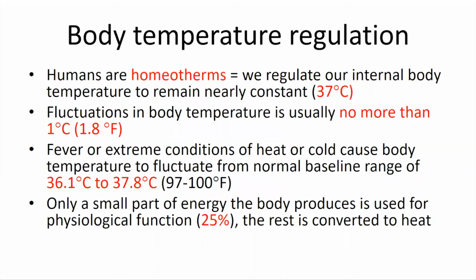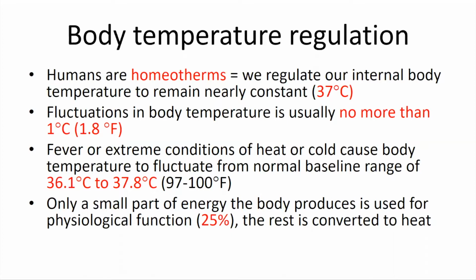So fluctuations in our body temperature should not be greater than 1 degree Celsius or 1.8 degrees Fahrenheit. There are exceptions to this, and this is in times of fever or extreme conditions where our body temperature will fluctuate a greater range than normal.